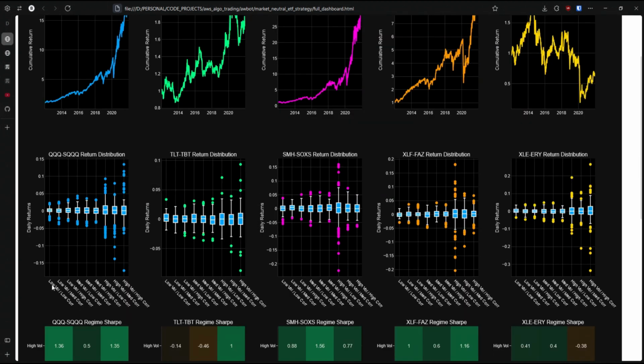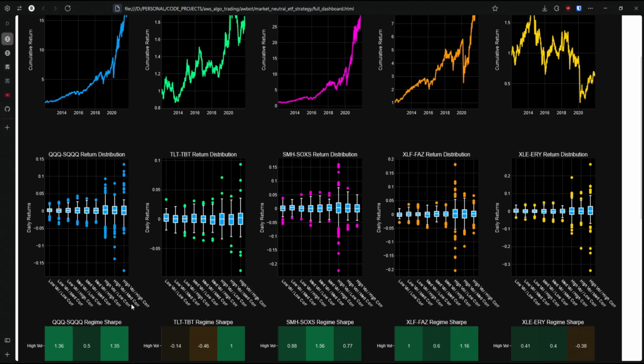Here we are looking at the regimes, the volatility regime relative to the correlation regime, and the correlation is between the two legs, right? So in QQQ, SQQQ, the correlation regime would be how correlated is QQQ with SQQQ, as well as how volatile is the pair. So you can see that we have low volatility, low correlation, low volatility, medium correlation, and so on.